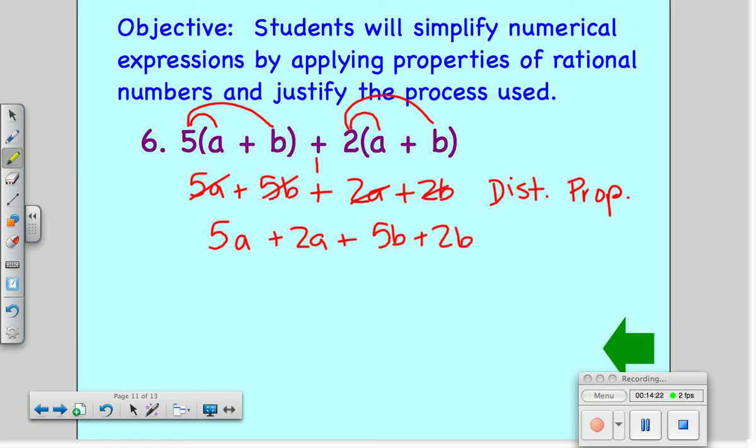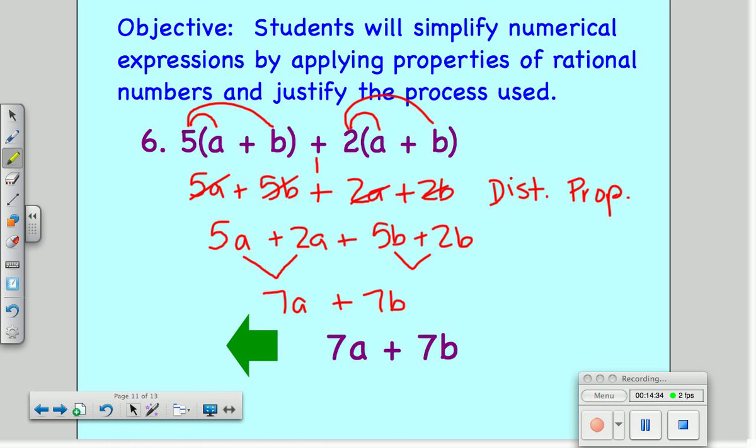Now I can combine like terms. So here I have 5 plus 2, adding the coefficients, 7A. And 5 plus 2 again, 7B. I cannot combine these because A and B are different variables. So I have 7A plus 7B.